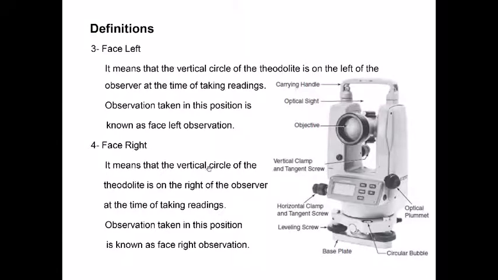So face left and face right basically help you get two sets of readings, and the two sets of readings can reduce the error, because in one case you rotate the instrument in one direction, in the other case you rotate the instrument in the other direction. So the error as a whole is minimized. It is recommended that when you are reading out the same angle, you do it once using face left and once with face right, and that eliminates some sort of errors that could be present in the instrument.